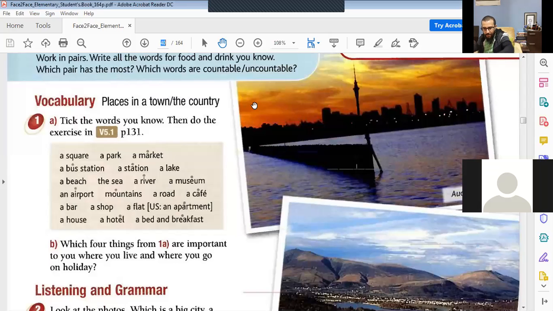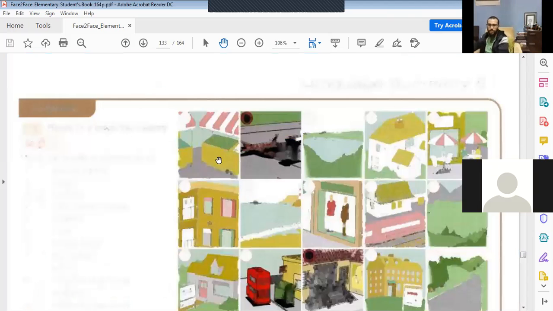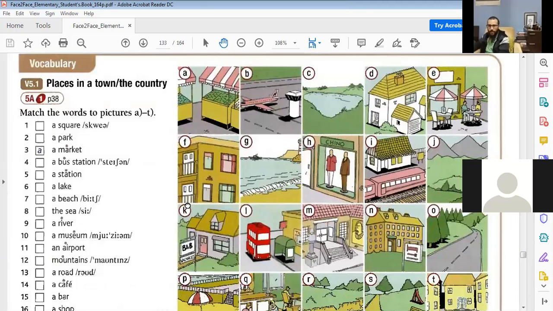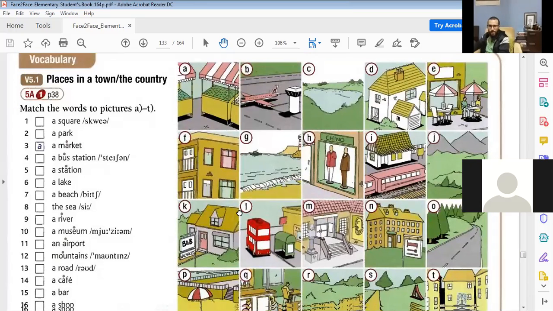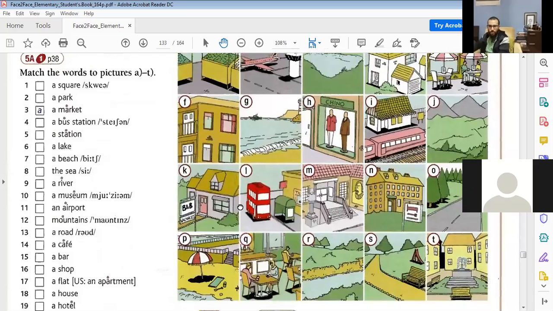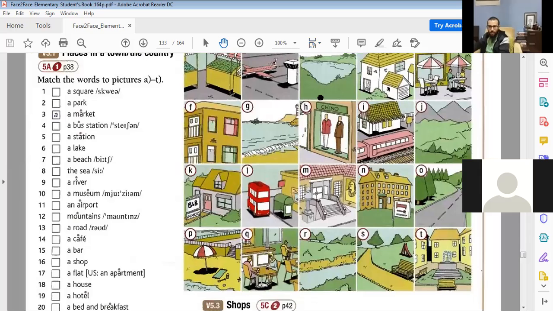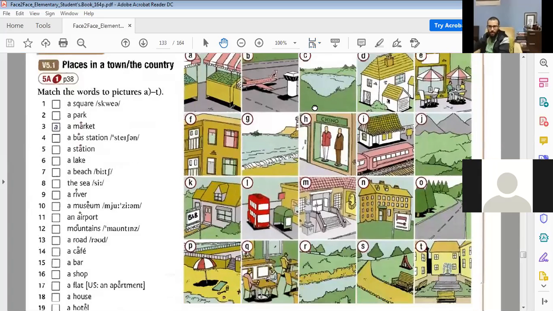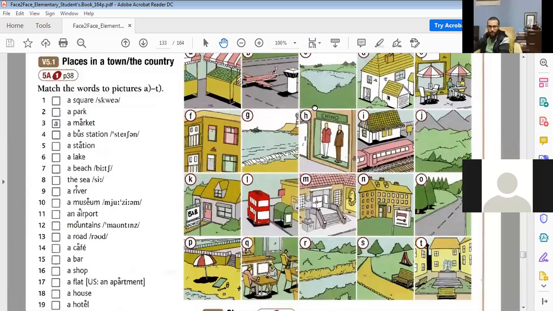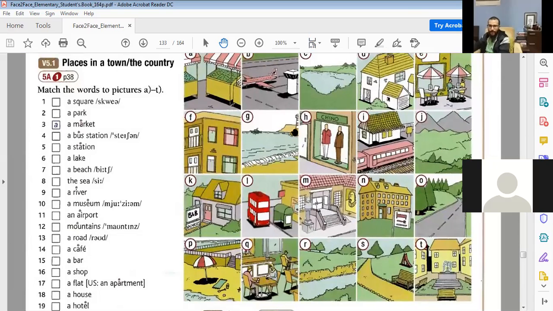Let's do them together and let's match them. Okay, so here we are. Let's see if I can show all of them together. Okay, I'm going to zoom out a little bit. So this way we can see all of them. Can you see the five pictures at the top? Can you see them? This is A, B, C, D, E.